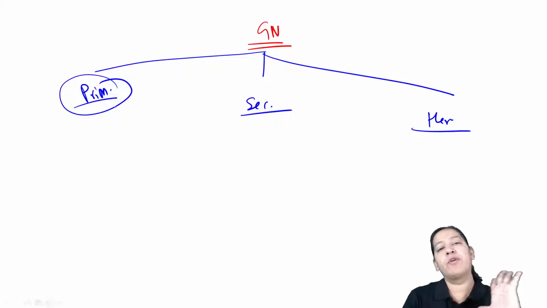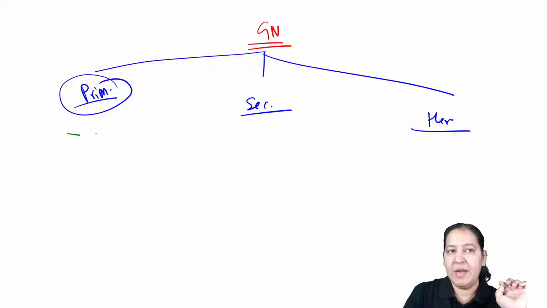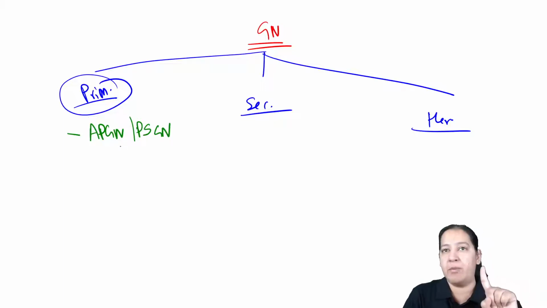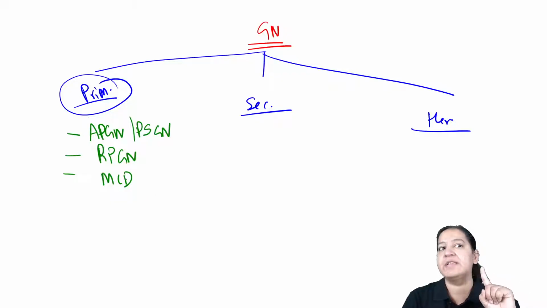Now, in primary, actually, it is a disease of the glomerulus. So these are of nine types. Let me enumerate. Number one, acute proliferative glomerulonephritis, also known as post-streptococcal glomerulonephritis. Number two, after acute proliferative, it is rapidly progressive glomerulonephritis. After that, it is minimal change disease which occurs in children. It is a glomerulonephritis of children.